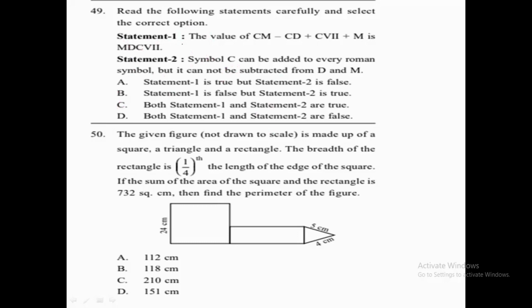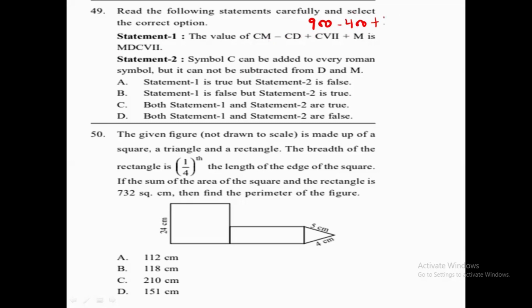The first statement is saying the value of CM minus CD plus CVII plus M is this. As we all know, the value of CM is 900. Then we have the value of CD as 400. And then we have the value of CVII, which is equal to 107.